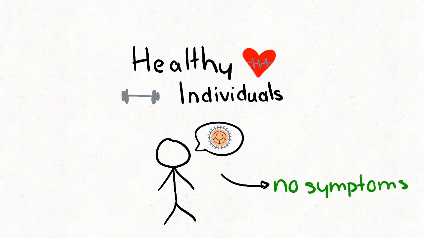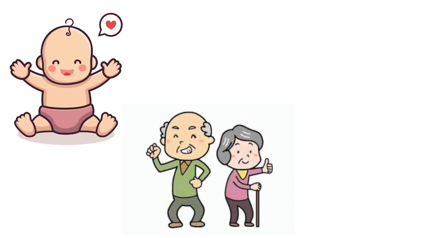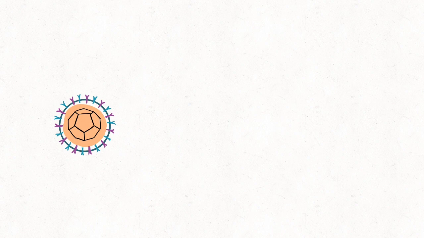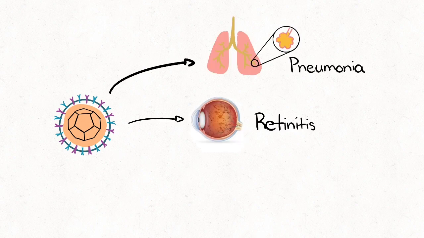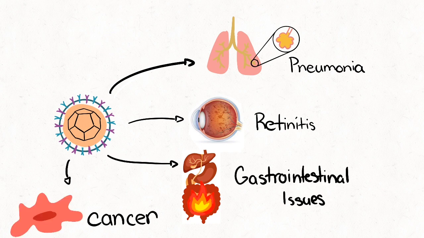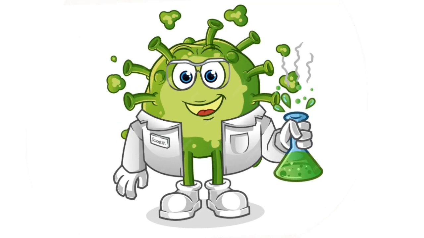However, in certain populations, such as infants, the elderly, and those with a weakened immune system, the virus can cause more severe outcomes. The virus can also target various organs, leading to conditions like pneumonia, retinitis, as well as gastrointestinal issues, and even cancer. I see. Then what are some of the complications that are associated with HCMV infection in these high-risk groups?